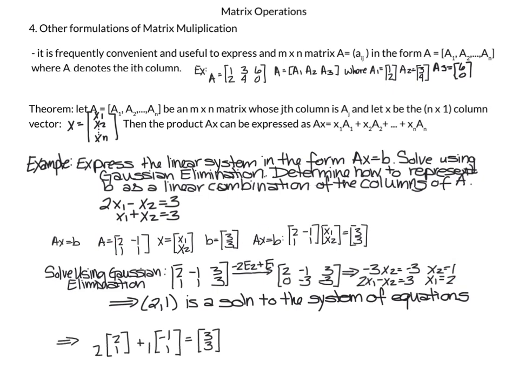So here we have that x1 is equal to 2 and x2 is equal to 1 is a solution to the system of equations. And also, the other very important part is viewing this b, 3, 3, as written as a linear combination of the column vectors of A, that is 2, 1, and -1, 1, and the coefficients will be 2 and 1.